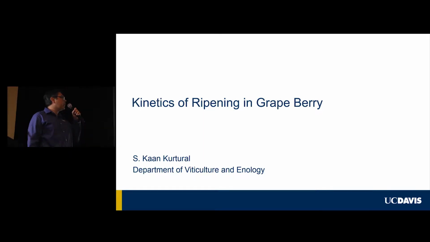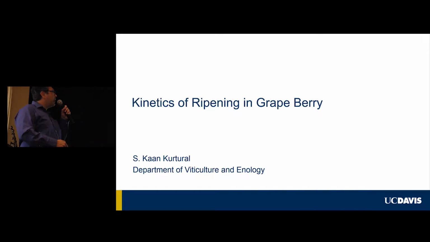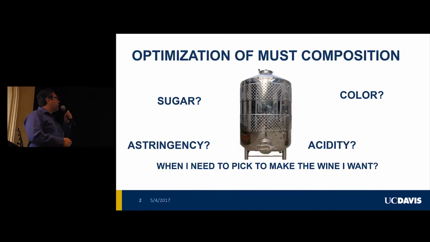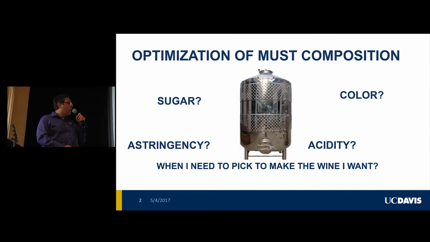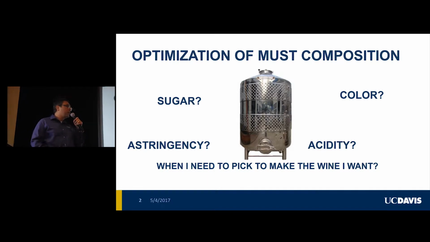So we are mostly interested in wine grapes in the North Coast, although I do some work in table grapes as well in the San Joaquin Valley. So must composition, we are trying to optimize it from the points of sugars, color for lack of a better term, astringency as a tactile sensation, and also acidity.